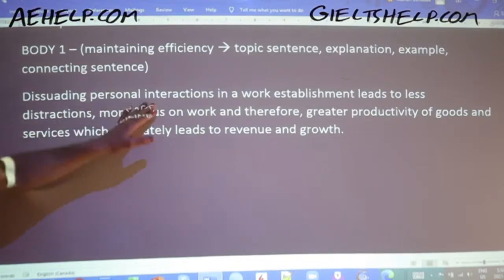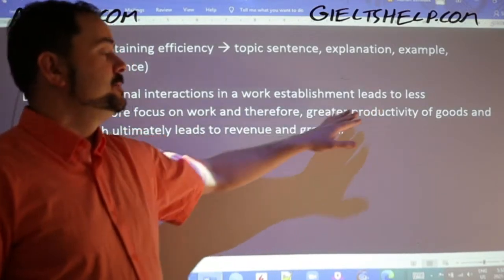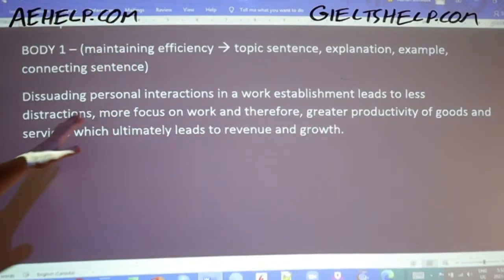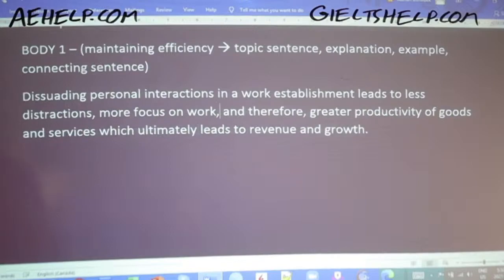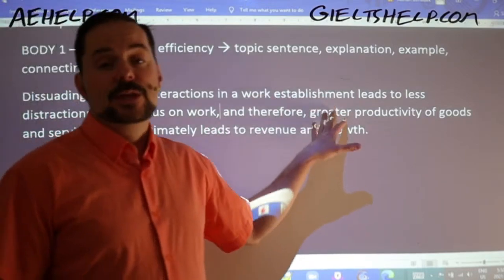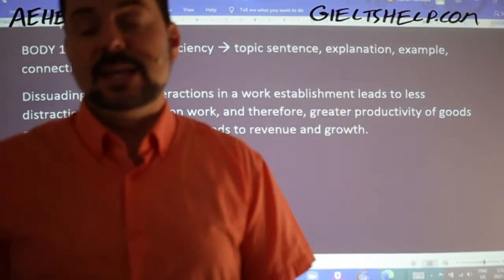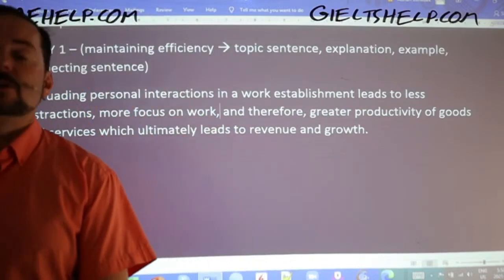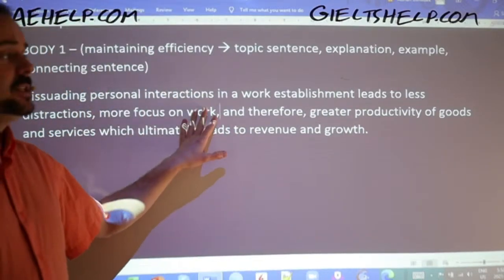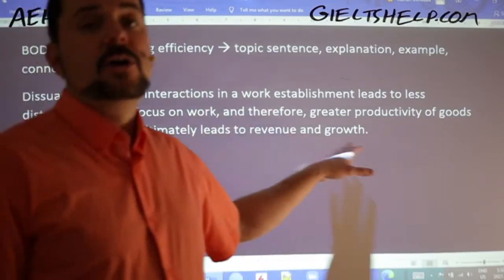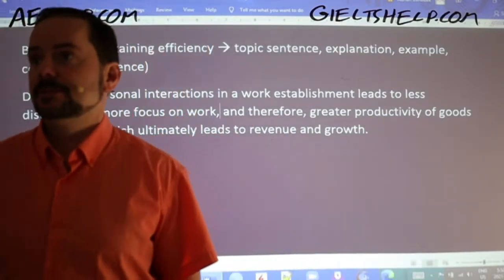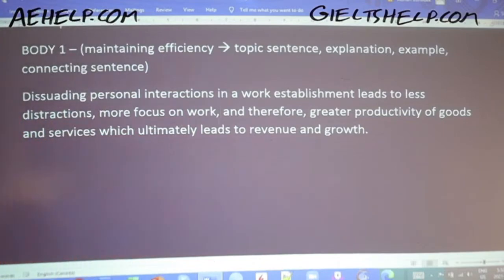So dissuading personal interactions in a work establishment leads to less distractions, more focus on work, and therefore greater productivity of goods and services, which ultimately leads to revenue and growth. Okay, this is efficiency explained. All right, hopefully everybody sees that. So how do I come up with all those ideas? Well, I keep thinking why and how, and I keep visualizing the context. Okay, all right, let's explain this.